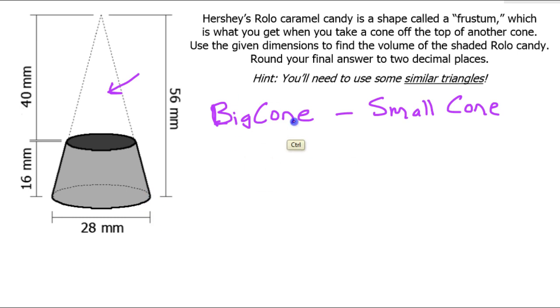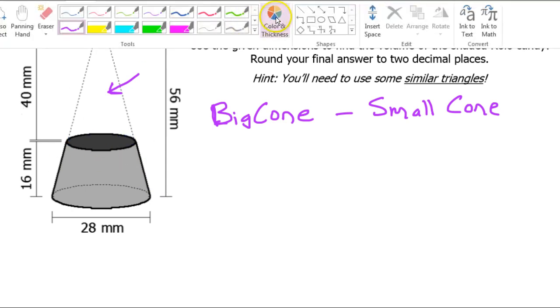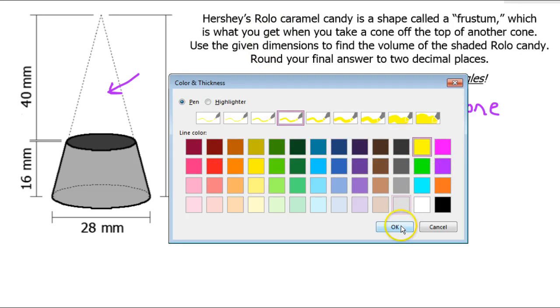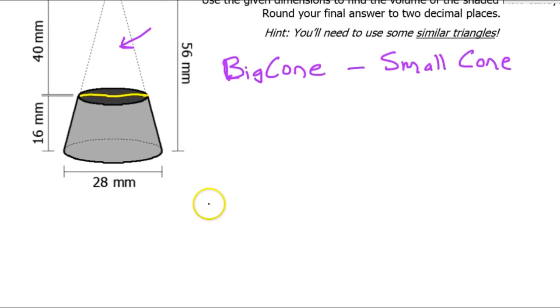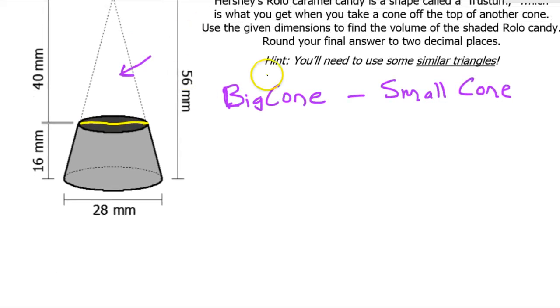Now, the volume of the big cone will be easy to find because I have the diameter, which will give me the radius. That's not going to be a problem. The tricky thing is I don't have the diameter of the smaller cone right now, so I need to do some kind of a trick to figure out what this length is right here. All right, I need to know what the diameter of the small cone is. And to do that, I'm going to need some similar triangles. All right, they kind of gave me that hint right here.